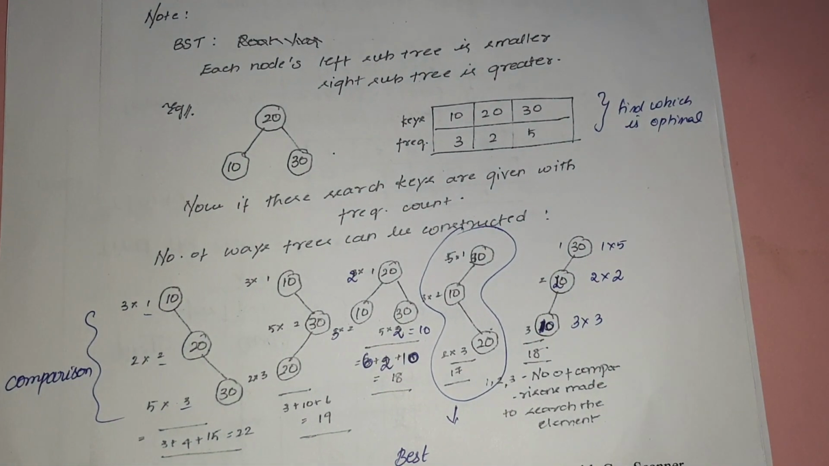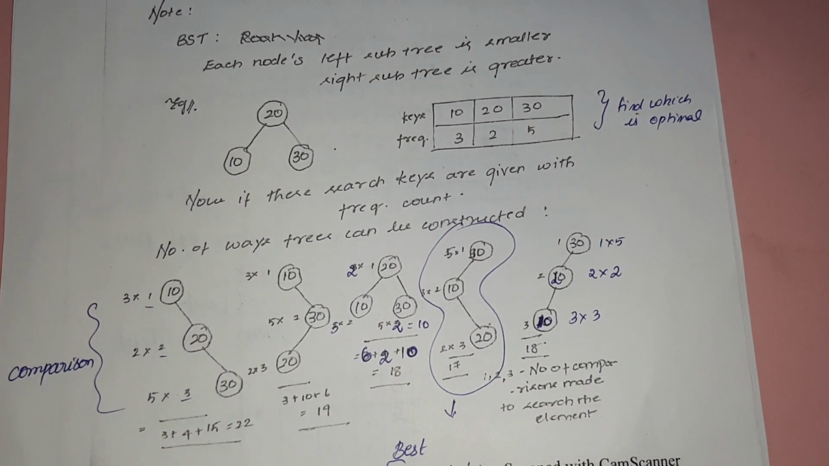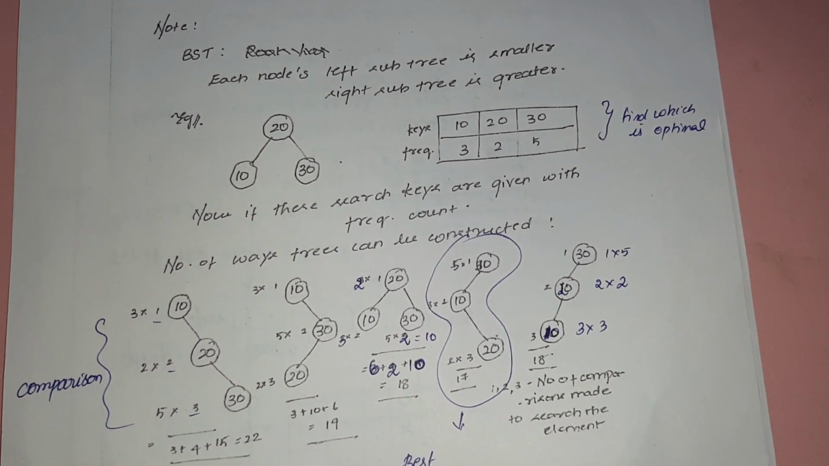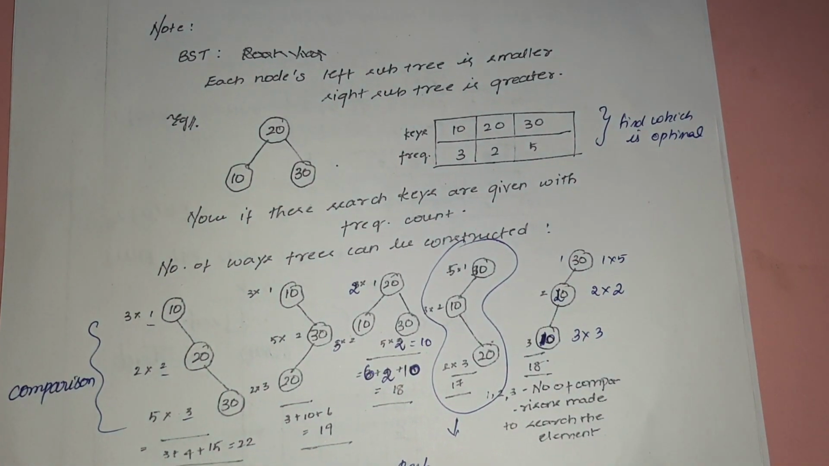So what do you mean by tree? Everybody knows a tree consists of nodes connected to each and every node. There is no limitation in a tree. But in a binary tree there is a limitation: every node should have a maximum of 2 child nodes.